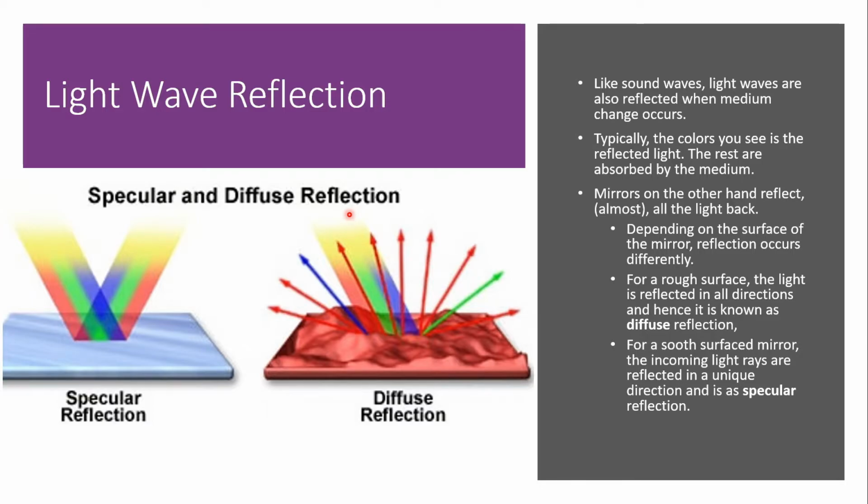On the other hand, mirrors do what? A mirror is able to reflect everything back, right? And that's why you see everything that's mostly being reflected back. And well, there are different types of reflections that may occur.